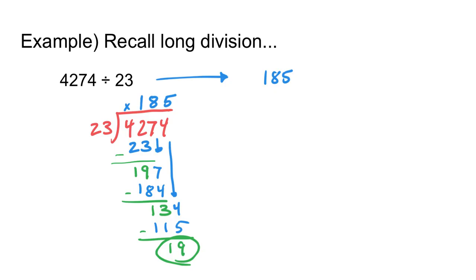Now, let's talk about how to write that remainder. That remainder is the fractional part of 23 that's left over. So it's 185 and 19 twenty-thirds. Now, what in the world does this have to do with polynomial division?